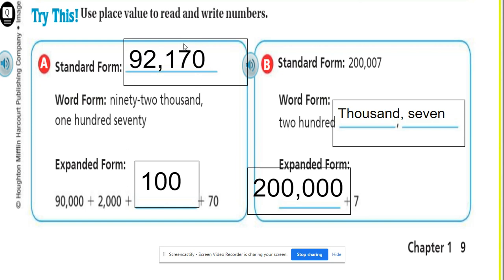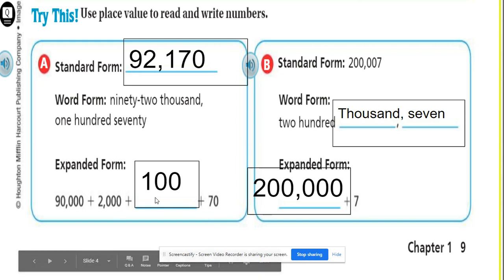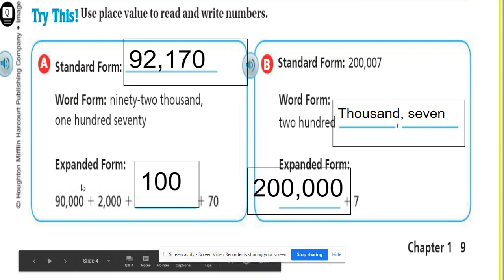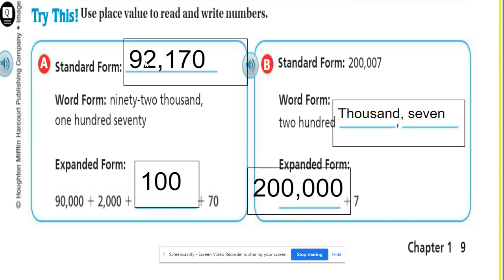So we have the ones, the tens, the hundreds, the thousands, and the 10,000s. So we break down each of those place values and then we add them together. So the 9 is in the 10,000s place. 9 times 10 is 90. So this is 90,000. The 2 is in the thousands place. So this is 2,000. 90,000 plus 2,000.